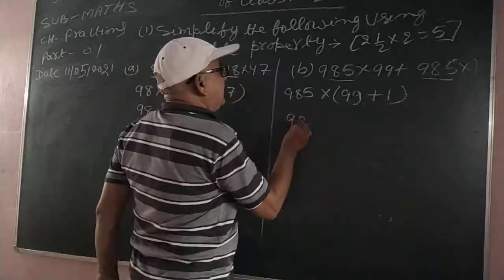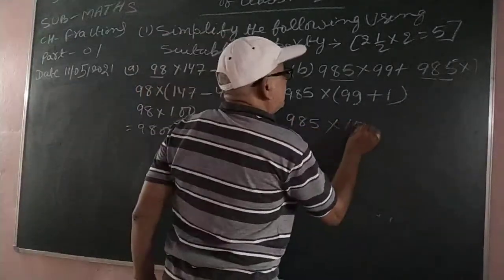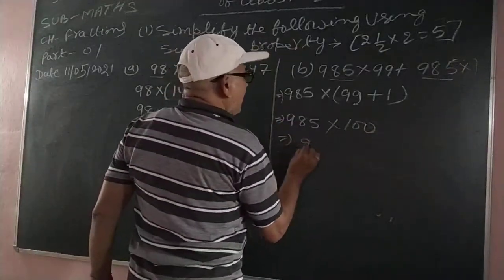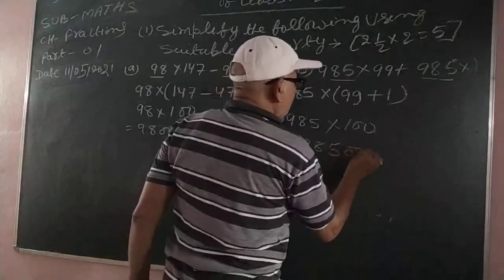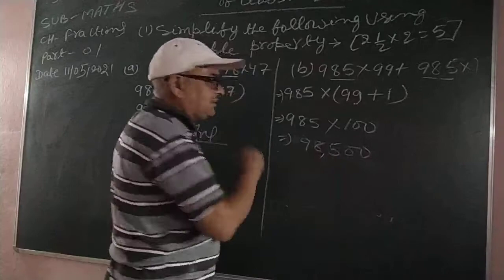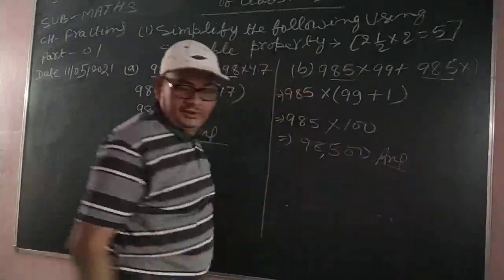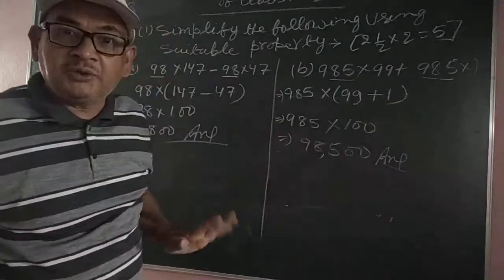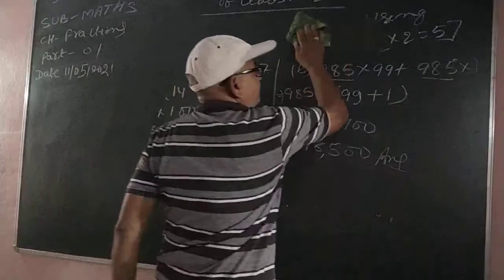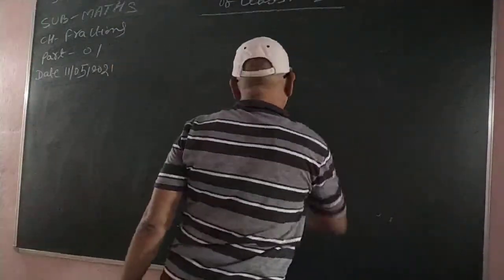What you will write? 985 into 100. Now we will multiply, so the answer will come 98,500. How many zeros? Unit, 10, 100, 1,000, 10,000. 98,500. This is your answer. Is it clear? Understood? This is the first question of the class test I have done.